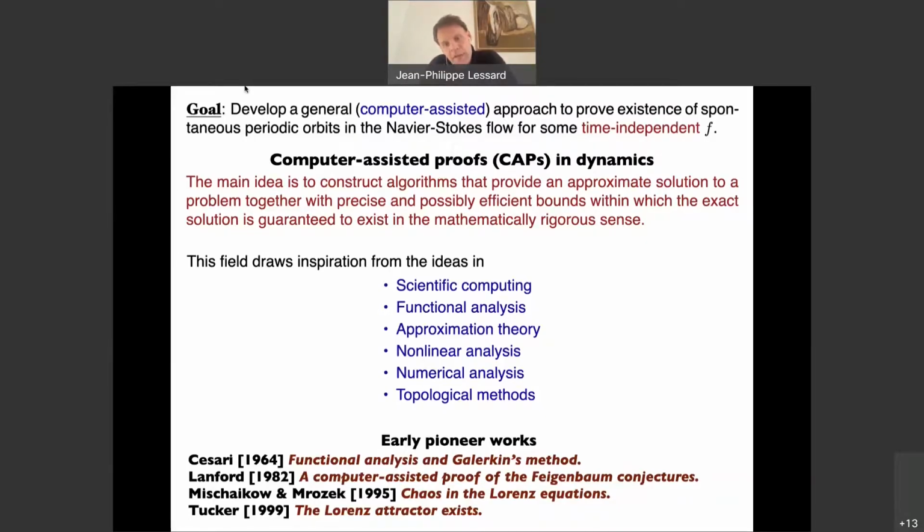Mischaikow and Mrozek in 1995 proved the existence of chaos in the Lorenz equations using the computer and topological methods like Conley index theory. And a famous, more recent result is the one of Tucker in 1999, who solved one of Smale's problems about the existence of the Lorenz attractor in the Lorenz equations. He used normal form theory and the rigorous integration of the flow of the three-dimensional Lorenz equations, and so on. So these are early pioneering works. I just wanted to mention that what I talk about today is really coming from an already rather long tradition of computer-assisted proofs in dynamics.